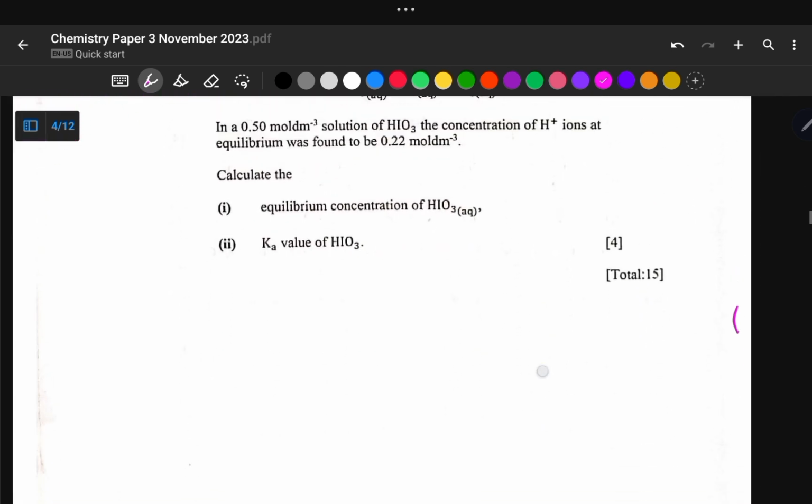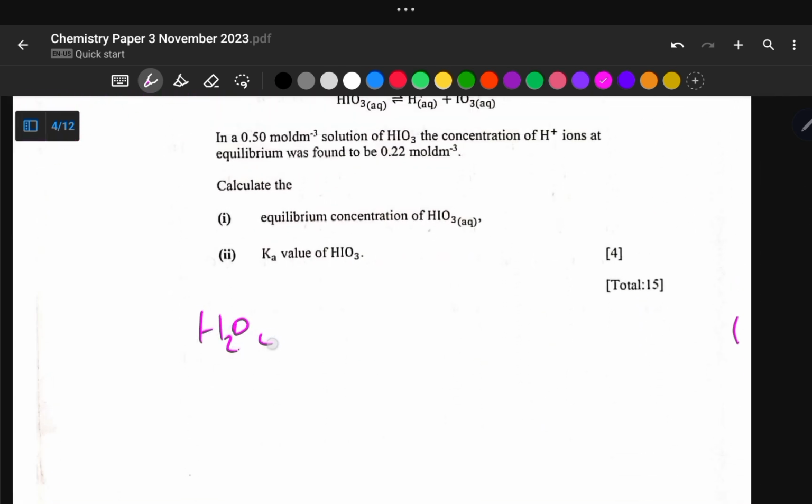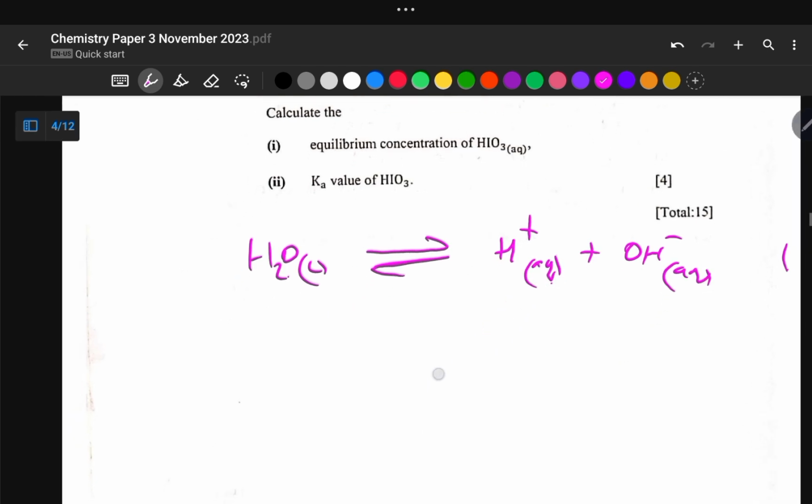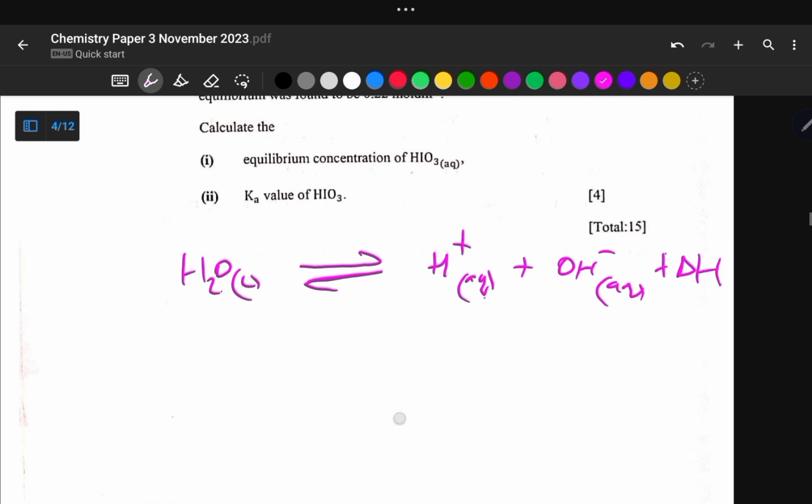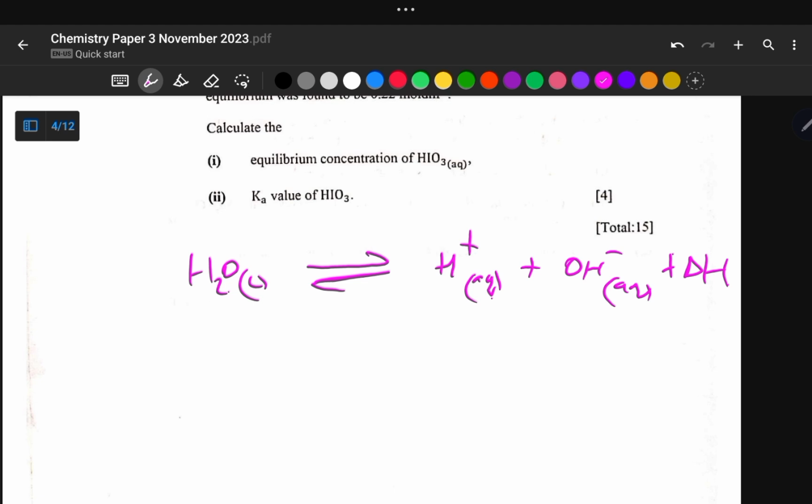So we are going to have this equation, water dissociating to give the proton plus the hydroxide ion in aqueous phase. The forward reaction is endothermic in nature, and the reverse is exothermic in nature. So if you were to increase temperature, we will favor this forward reaction, so that we are going to have a cooling effect to maintain the temperature, right?